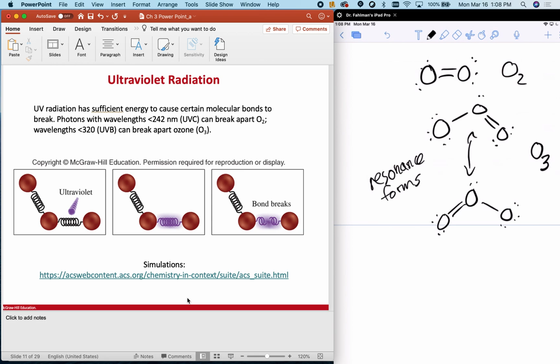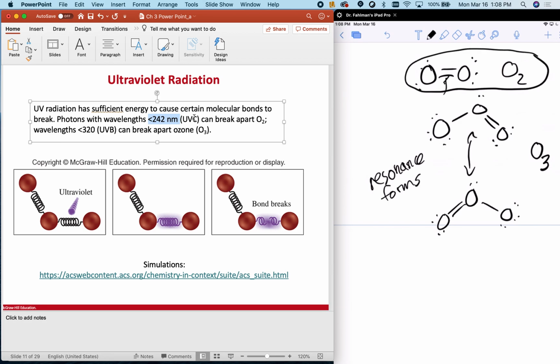And so if you're looking here, UV light below 242 nanometers, so if it's less than that, that's UVC. It'll break apart oxygen, so that's strong enough to break apart the double bonds. Okay, but you don't need as much energetic radiation to break apart these ones. So it exists as kind of between a single and a double bond.